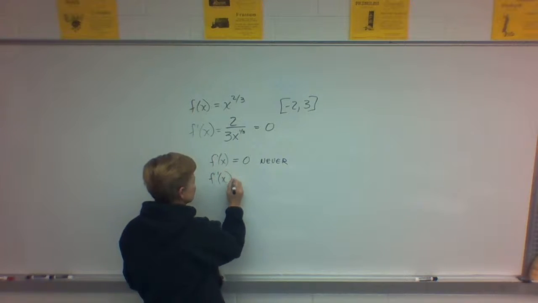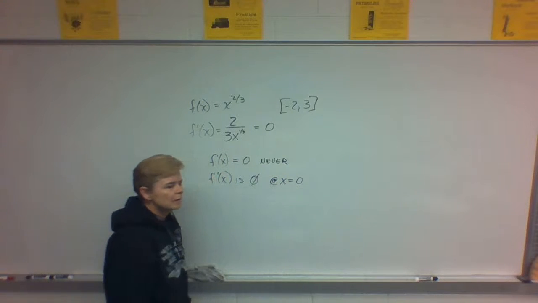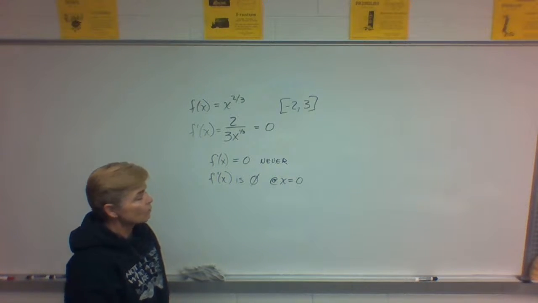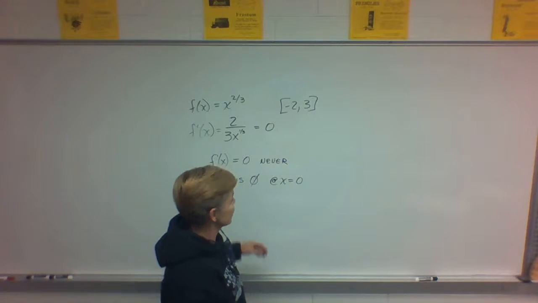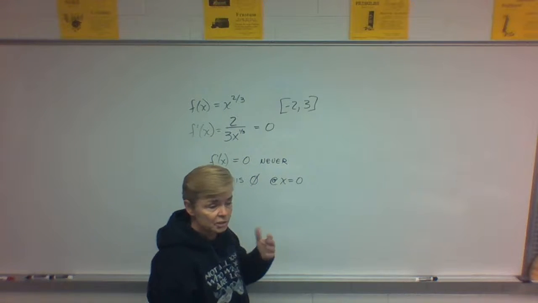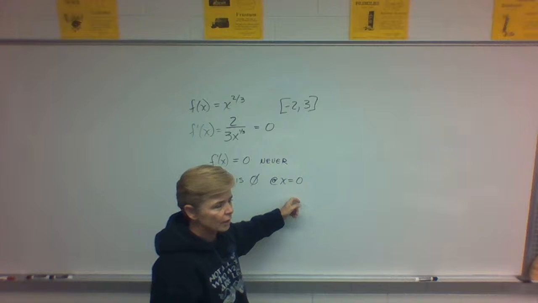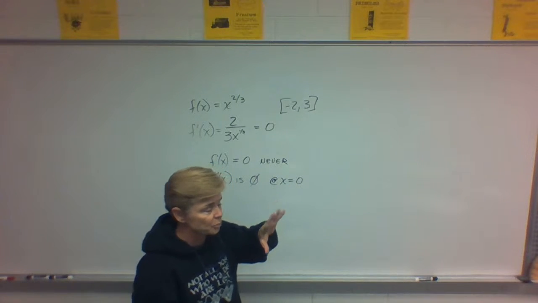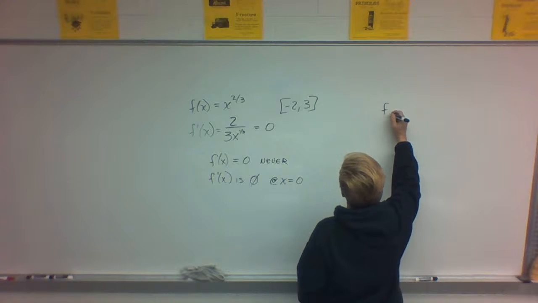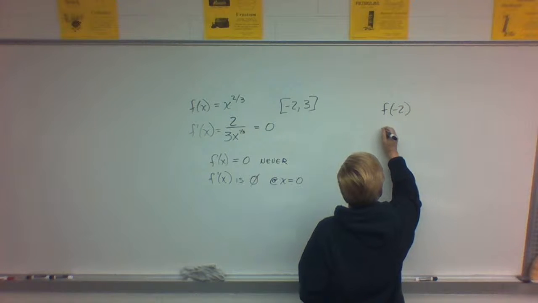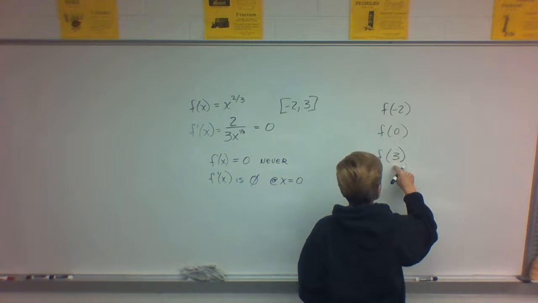F prime of x is undefined at x equals 0. Why does it matter that it never equals 0? Because we're trying to find critical values, and critical values are x values for which the derivative is 0 or undefined. So I'm considering them both. And there turned out to be only one critical x. So here's the deal, folks. This is how you finish the problem. To do it right, show your work. You would find f, not f prime, but f of -2, f of 0, and f of 3. Endpoints, critical values.